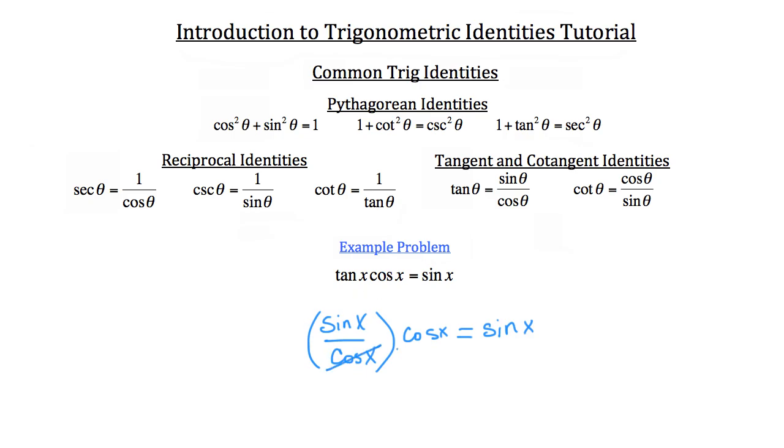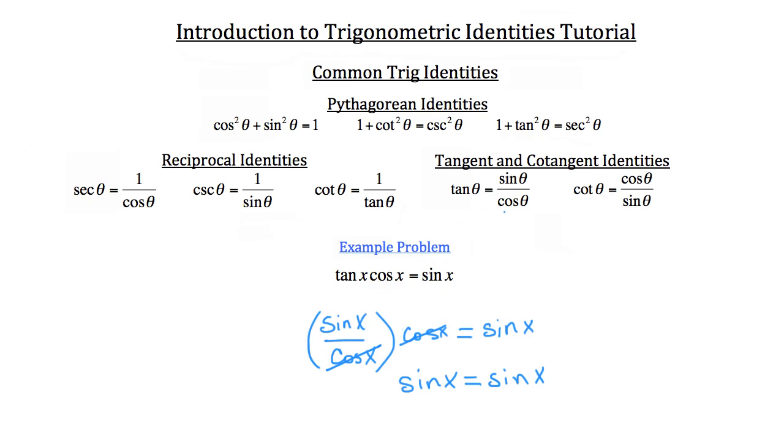So what you'll notice is that the cosine of x is going to cross cancel here. And what you'll have remaining on the left-hand side is the sine of x. And the sine of x does equal itself. So the sine of x is equal to the sine of x. In math, this kind of problem with the equal sign is typically referred to as verifying an identity. So in this case, we verified this identity.